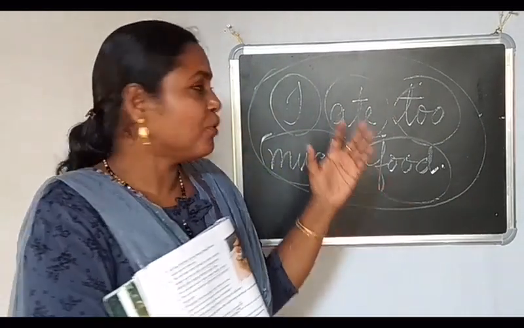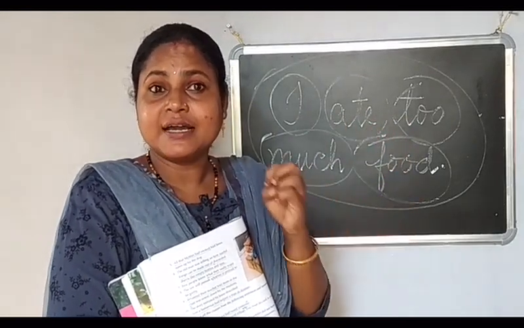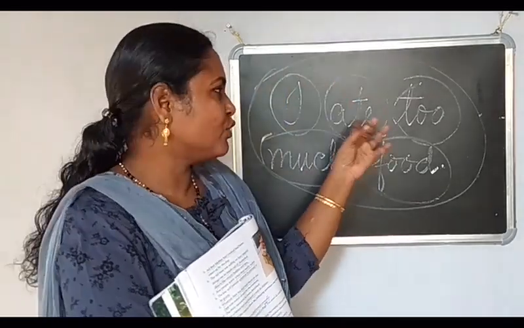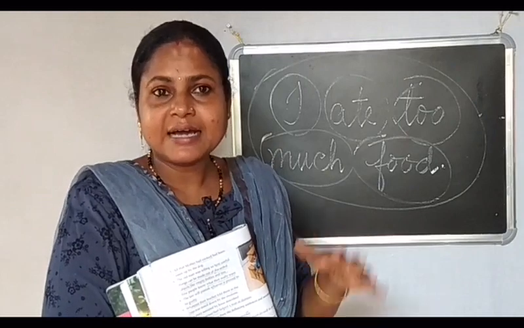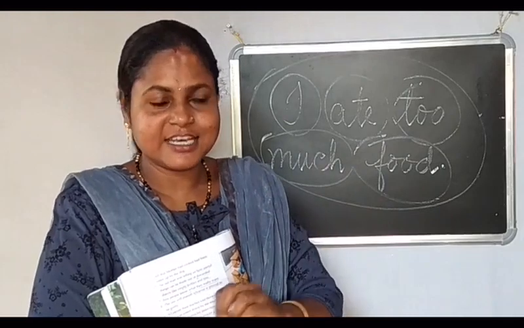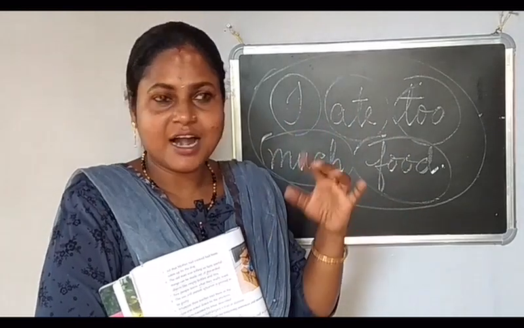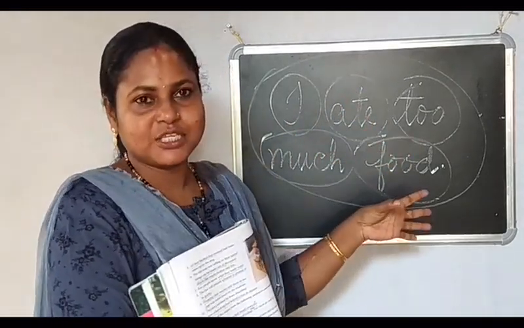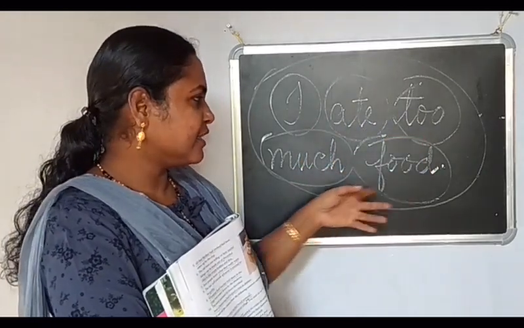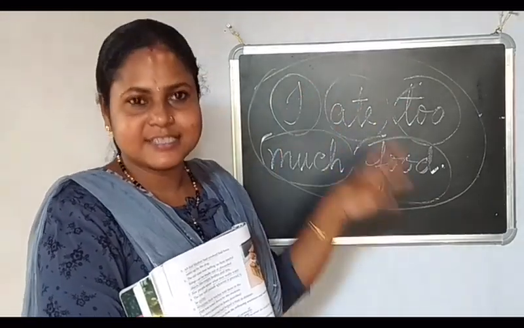And this group of words gives us a meaning. We will get a sense out of this group. That is the difference between a group of words and a sentence. This is a sentence and it gives us a sense. I ate too much food. Here there is a subject, a verb and an object. So together we can say that this is a sentence.